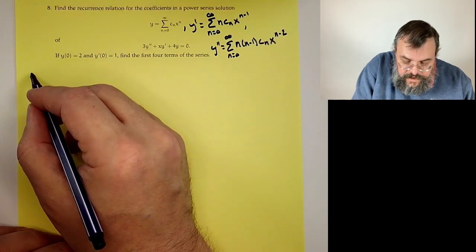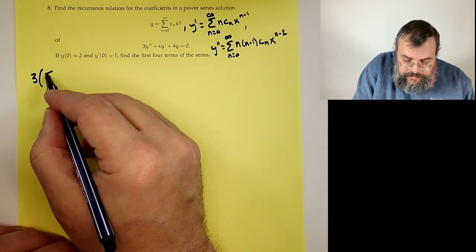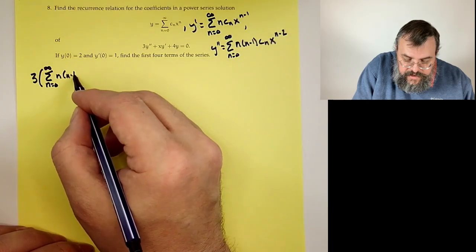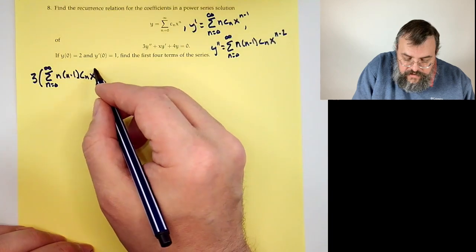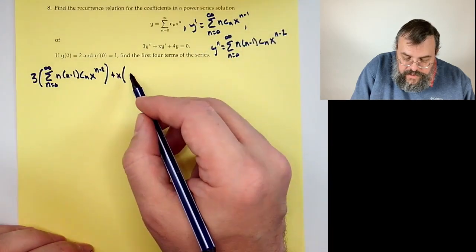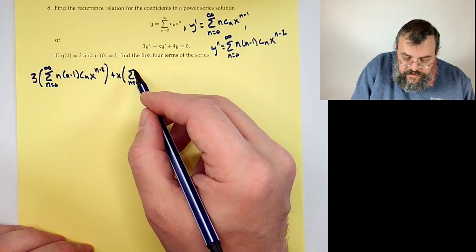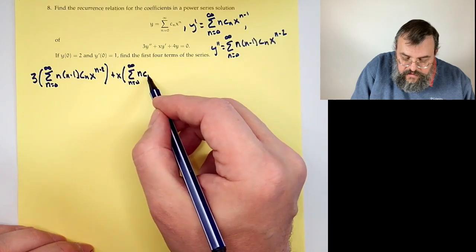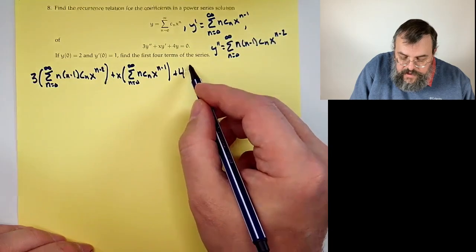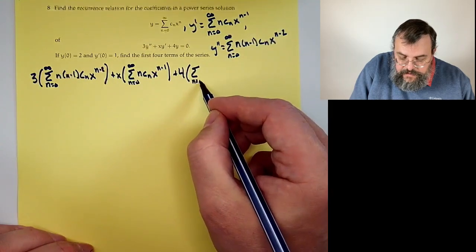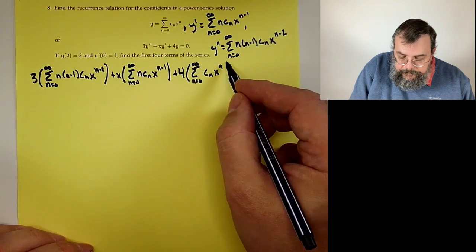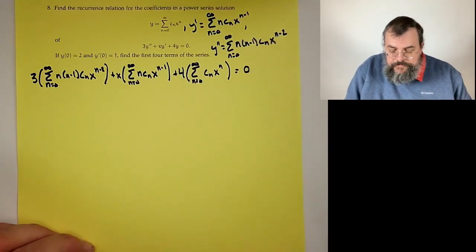So 3 times our sum n equals 0 to infinity of n times n minus 1, c sub n x to the n minus 2, plus x times our y prime, the sum n equals 0 to infinity of n c sub n x to the n minus 1, plus 4 times our y, the sum n equals 0 to infinity of c sub n x to the n. All of that equals 0.